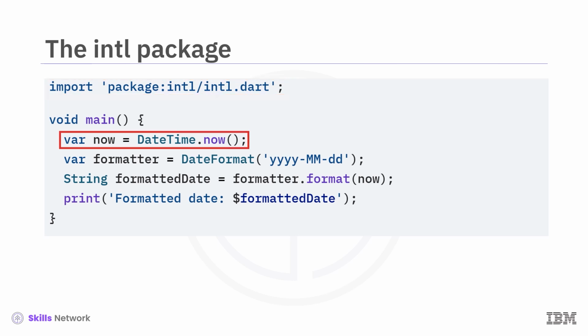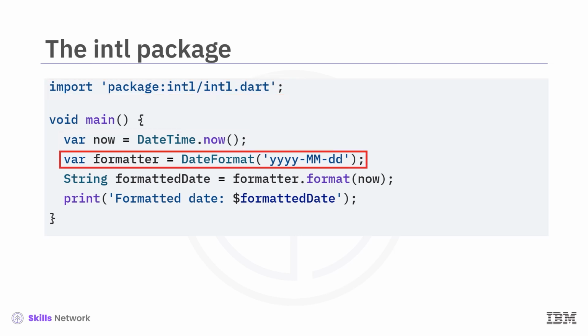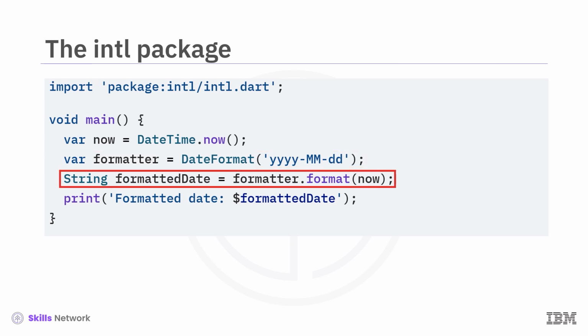This line creates an object for the current date and time. Next, an object is created to format dates into a particular format. Then the formatted date and time are placed in a string.